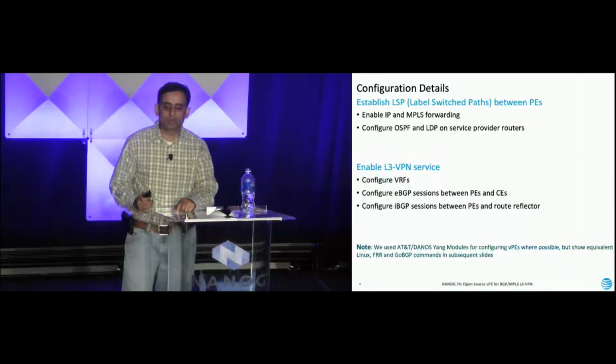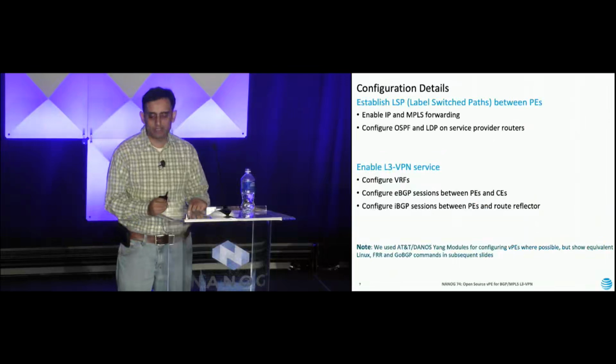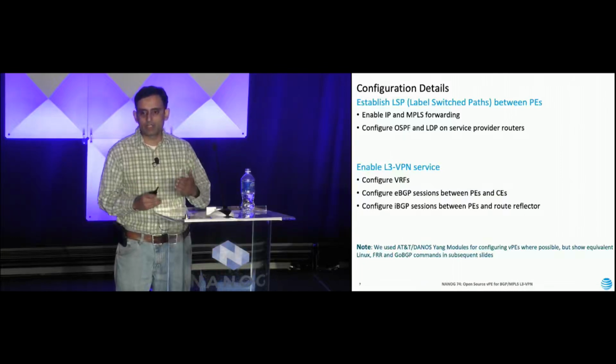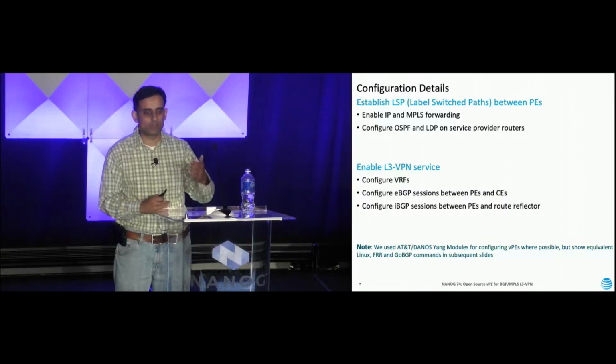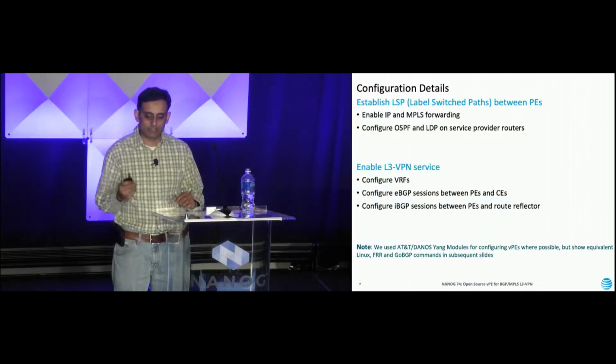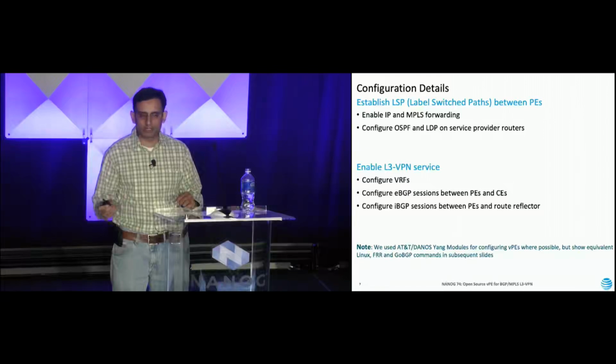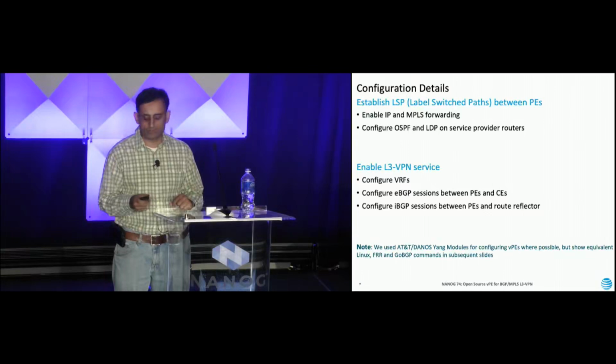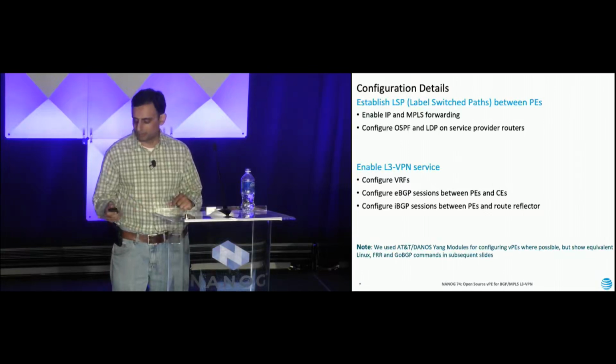So next what I'm going to do is go through the configuration details, in particular how we configured our testbed to verify feasibility. I have divided the configuration into two parts. The first part is about establishing LSP, or label switch path, connectivity between PEs within the service provider network. The second part deals with enabling L3 VPN service on top of the LSPs established within the service provider network.